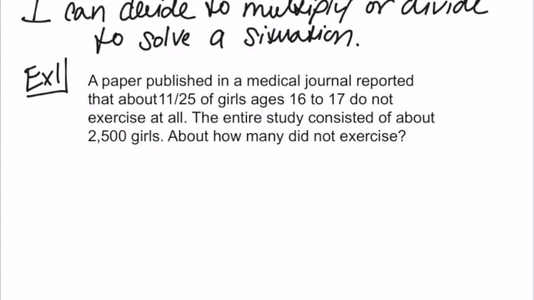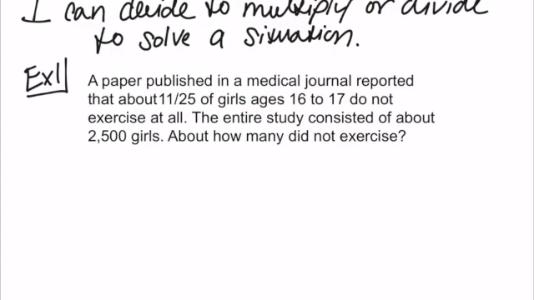A paper published in a medical journal reported that about 11 out of 25 girls aged 16 to 17 do not exercise at all. The entire study consisted of about 2,500 girls. About how many girls did not exercise?